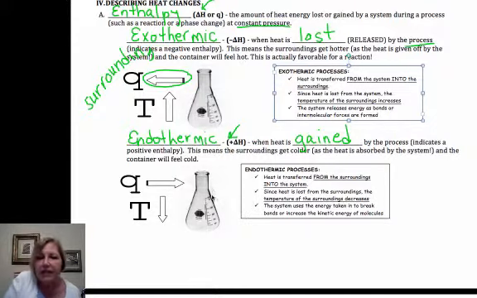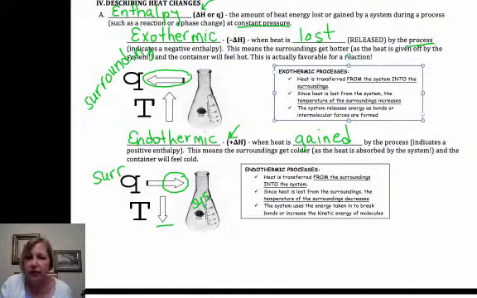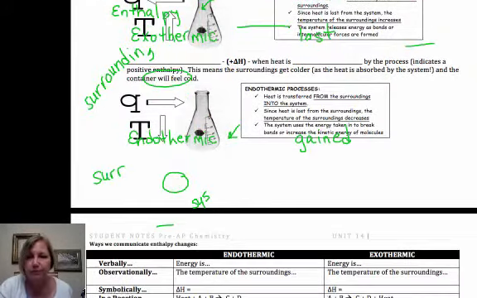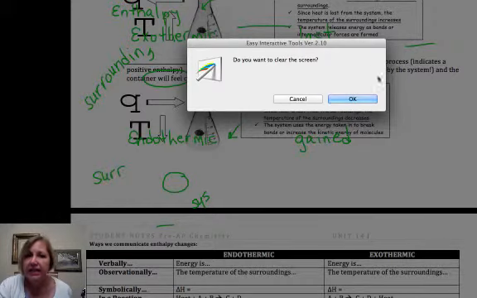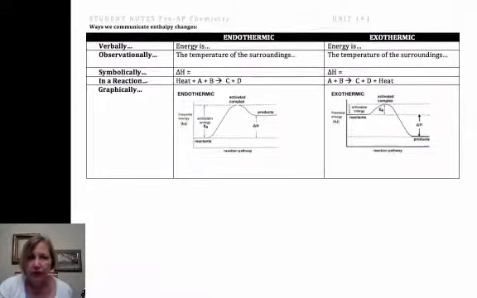Okay, and in this case now, our system, the chemical reaction going on inside, needs heat. So heat is going to be pulled in from the surroundings, and therefore the temperature will decrease. And that's critical. You should be able to know that when the surroundings get hot, it's exothermic. If the surroundings get cold, it's endothermic.